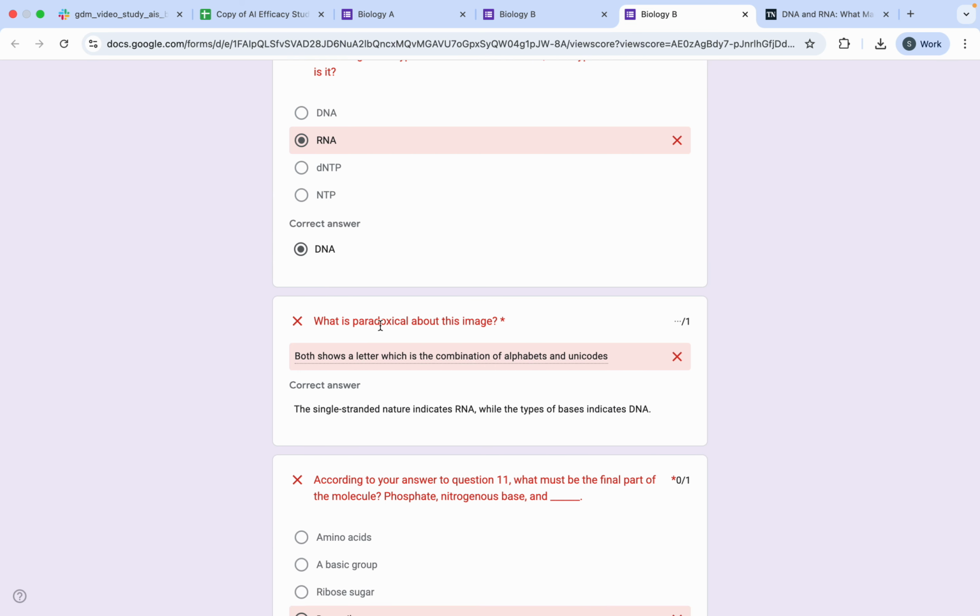What is paradoxical about this image? The single stranded nature indicates RNA, while the type of bases indicates DNA. Okay, single stranded nature indicates RNA and the type of bases indicates DNA.